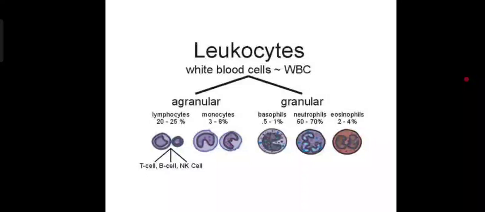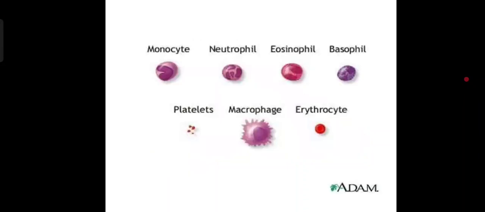Leukocytes are WBC, white blood cells. There are two types: agranular and granular. Agranular: lymphocytes and monocytes. Lymphocytes are of three types: T cell, B cell and natural killer cell. Granular: basophil, neutrophil and eosinophil. These are the blood components of the immune system: monocyte, neutrophil, eosinophil, basophil, platelets, macrophages and erythrocyte.